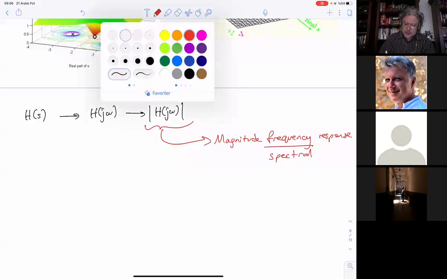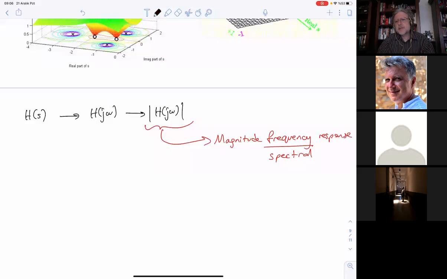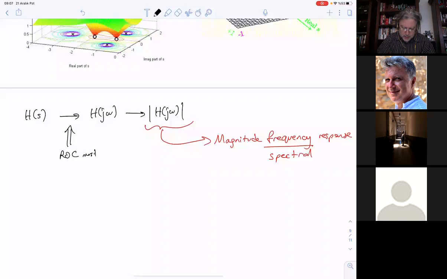We haven't listed out the properties of the Laplace transform yet, which will greatly help us in solving questions. We will do that within minutes. But we can say that this arrow is available to us if H of j omega exists, which means if the region of convergence includes the j omega axis. So the region of convergence must include the j omega axis.